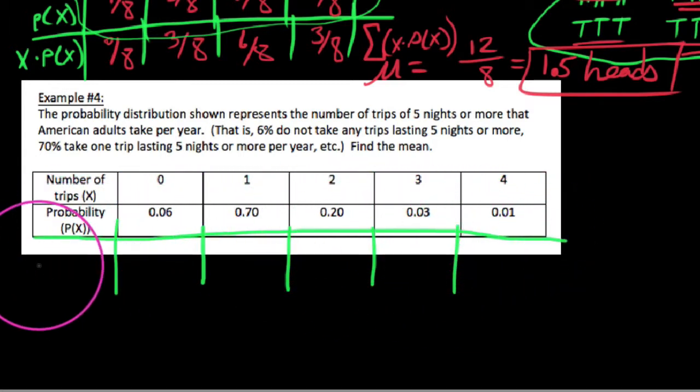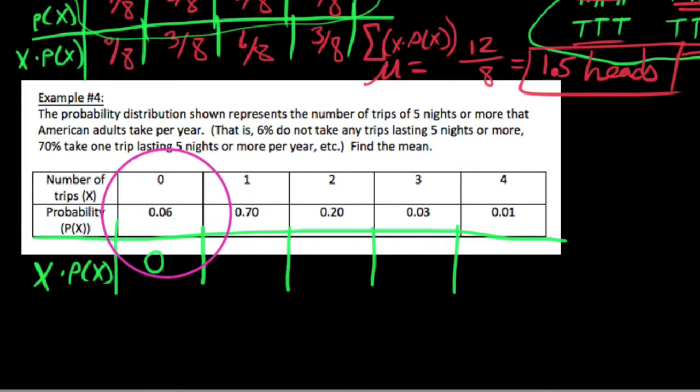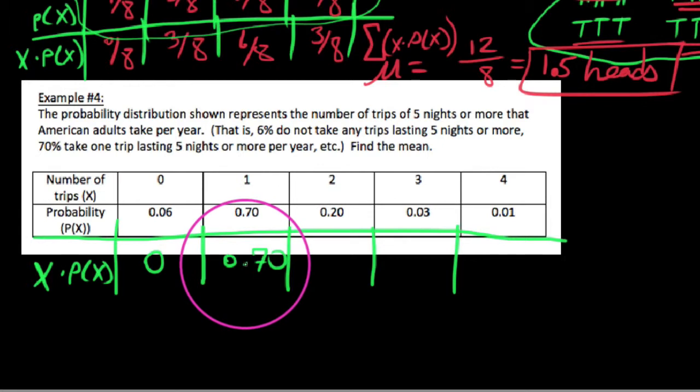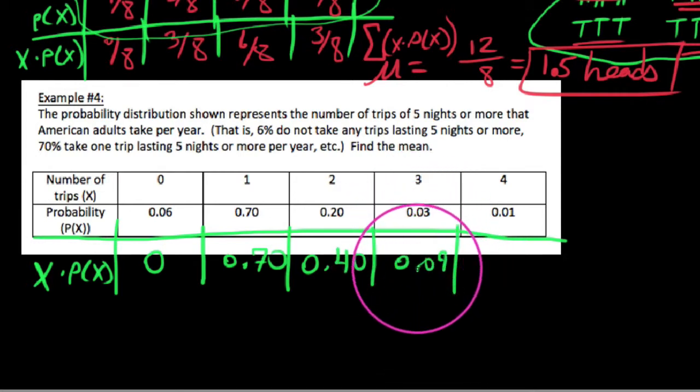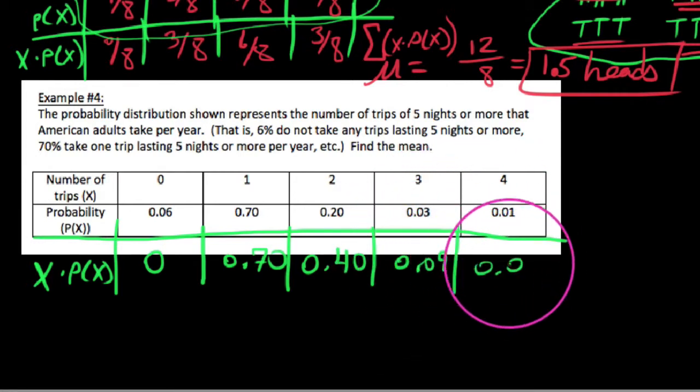So just like always, we're going to find the average by first adding in a row where we take everything that can happen in terms of vacations times the likelihood that they do. So for instance, 0 times 0.06, we're actually going to write 0 on this one because 0 times anything is 0. 1 times 0.7 or 70%, that's a 0.70. 2 times 0.20, well, that would double it, but 0.40. 3 times 0.03 would be 0.09. And then last but not least, 4 times 0.01 would be 0.04.